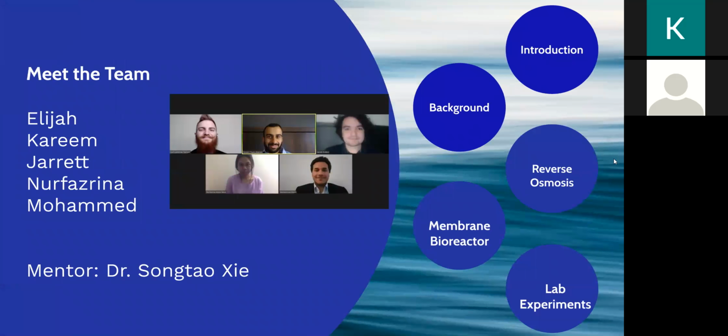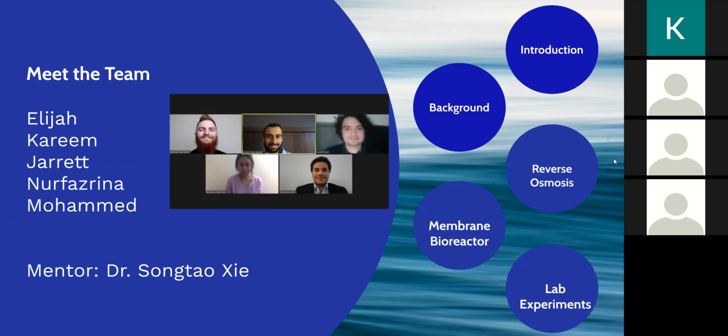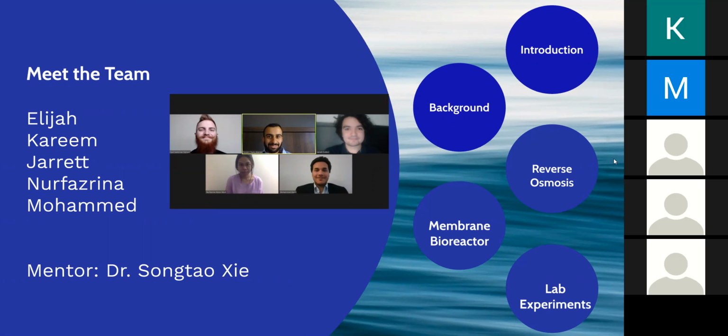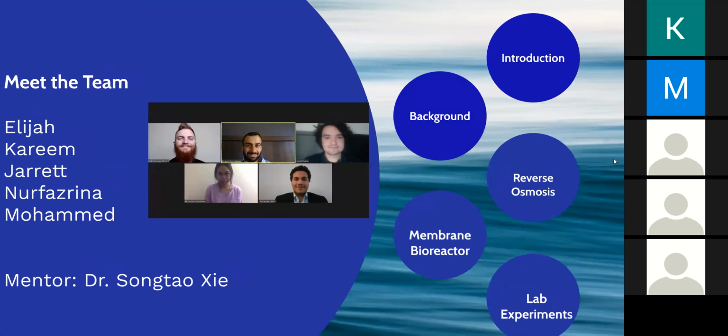My name is Karim Alsanan and I'm a chemical engineer. I'm Elijah Rollison, a chemical engineering major. I'm Jared Dutton. I'm also a chemical engineering major. I'm Nervous Rina, also a chemical engineering major. I'm Mohammed Al-Aish. I'm also a chemical engineer. Our mentor is Dr. Sang Tao and Mohammed will start with the introduction.